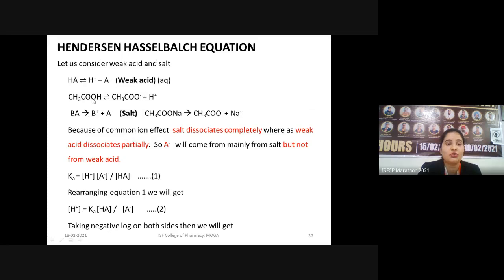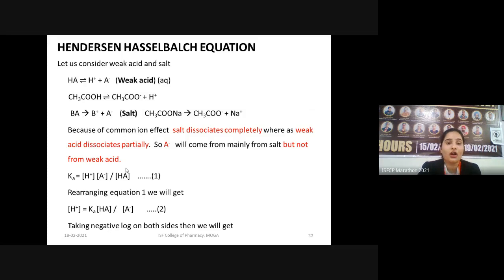So this is what is written here. Because of the common ion effect, salt is going to dissociate completely, whereas the weak acid is going to dissociate only partially. So we can say that the A negative ion, that is the acetate ion, will mainly come from the salt and not from the weak acid. Why will we be getting the acetate ion only from the salt? Because of the common ion effect, the salt will definitely dissociate, but the weak acid will only dissociate partially.